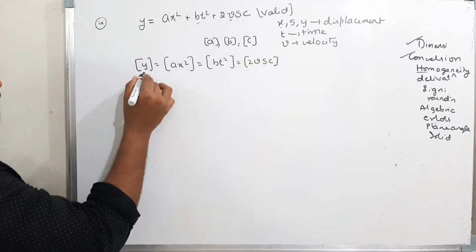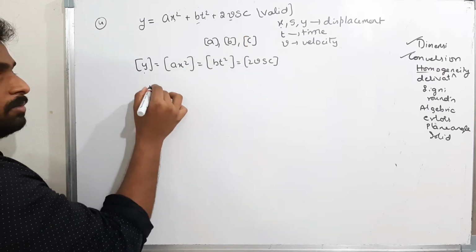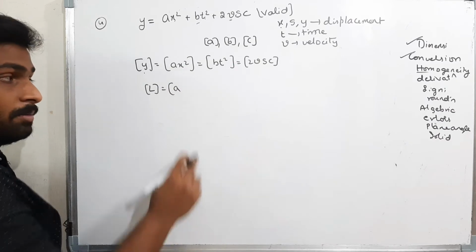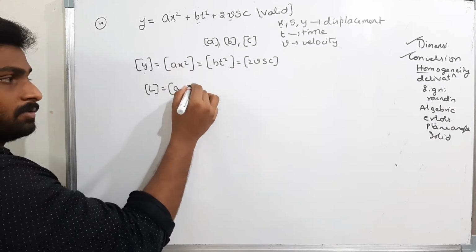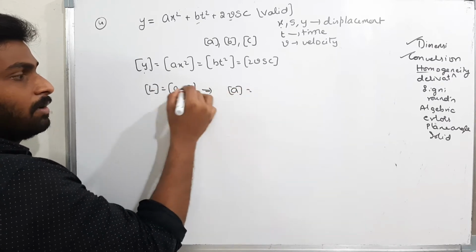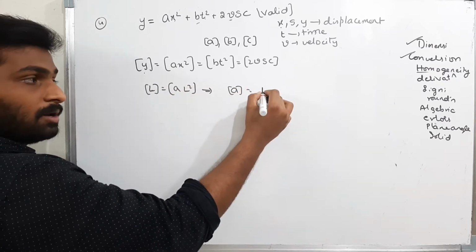Now, what is the dimension formula of y? Y is nothing but displacement. Therefore, the dimension formula is L. What is A? I don't know. What is x? X is also displacement. What is the dimension formula for x square? It is L square. Therefore, from here I will get the dimension formula for A as L by L square, which is nothing but 1 by L. 1 by L means L power minus 1.